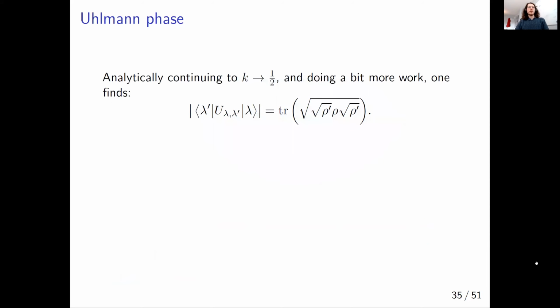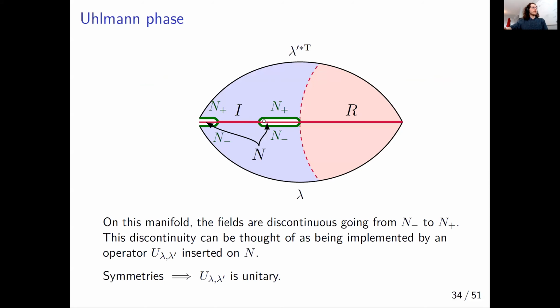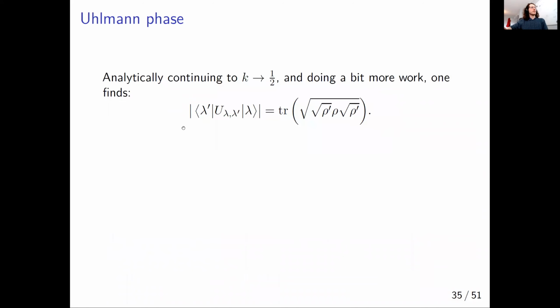So if we do a bit more work with this, after analytically continuing to k equals half, one finds that this equation holds. So we take that operator that implemented this discontinuity in the fields, and we just insert it between the 2 original states, and we get back the fidelity after taking the absolute value.